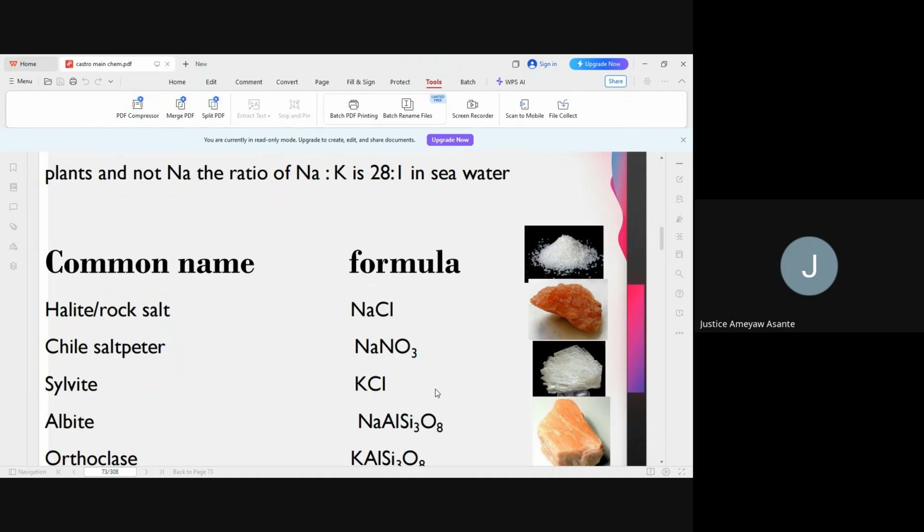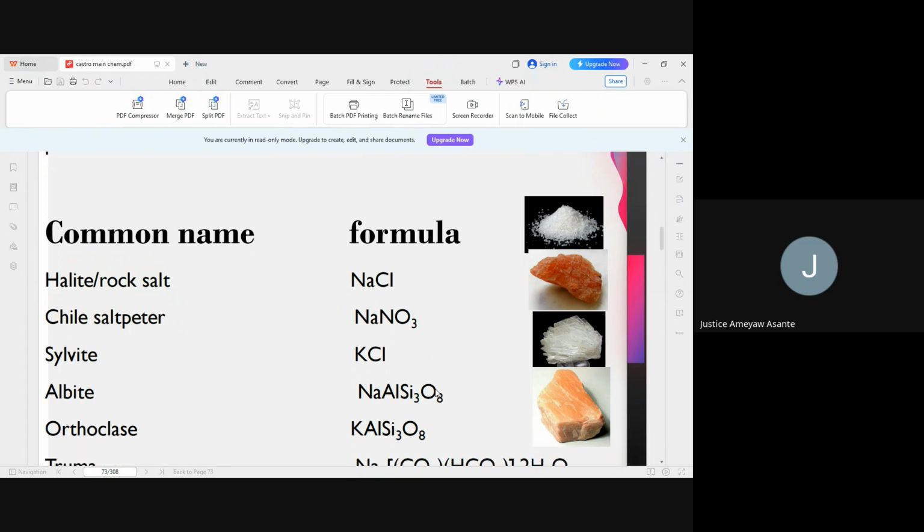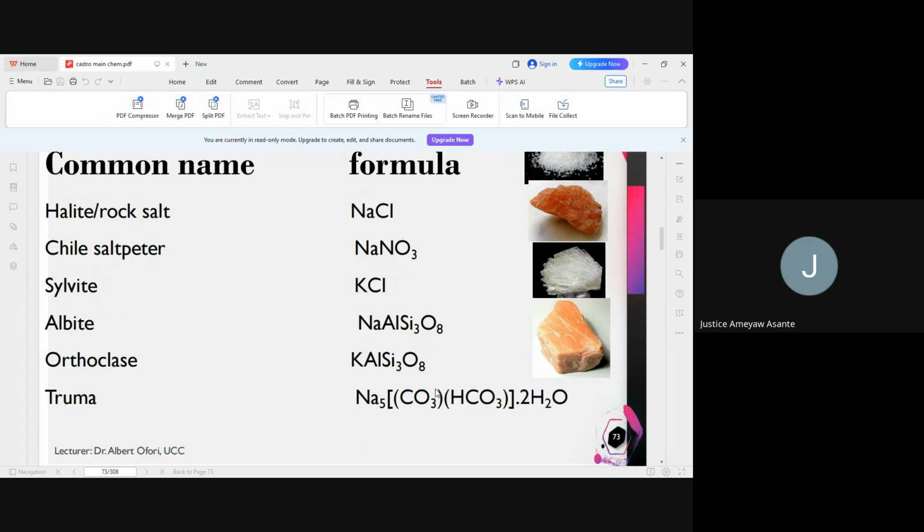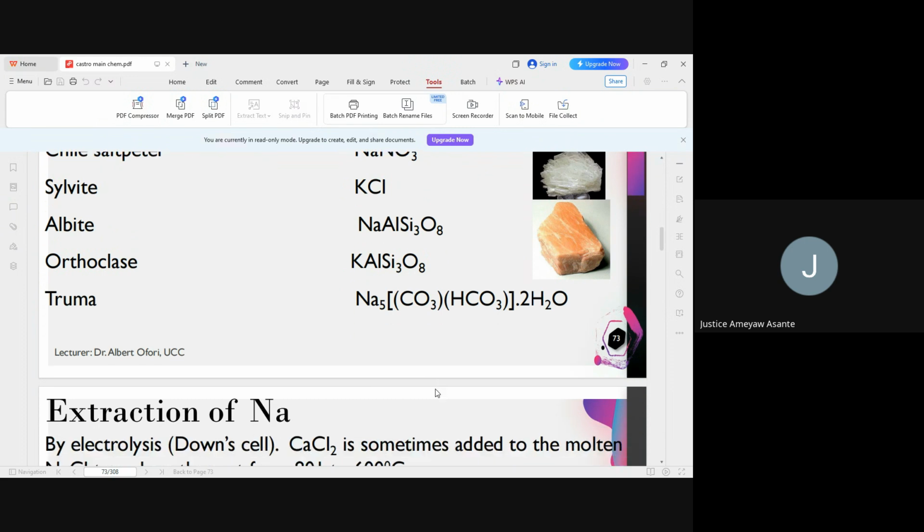Now, common names and the formula for compounds that contain sodium. We have the common one, the formula is NaCl, and it is found in rock salts, halides. Then we have the Chile saltpeter, which is normally called nitratine. So the chemical formula is NaNO3. Then we have the other minerals. All these are their chemical formulas.